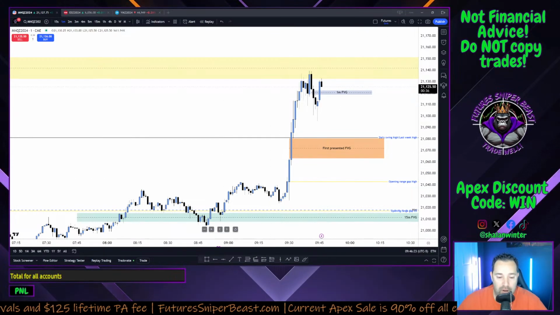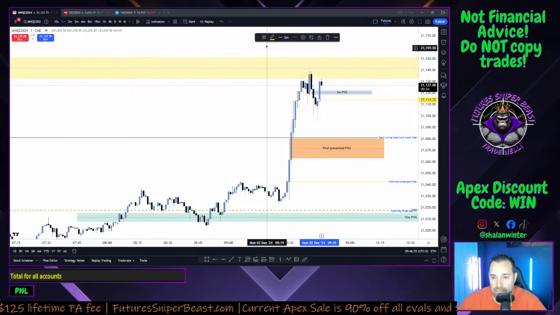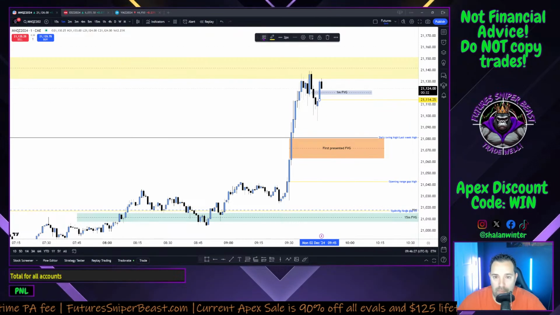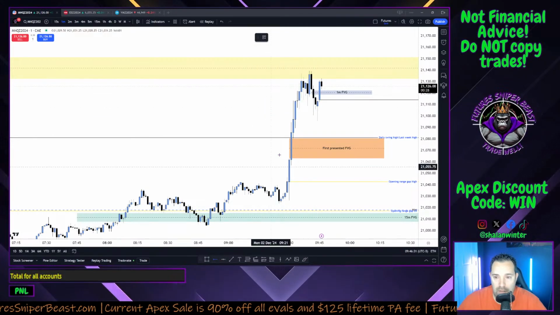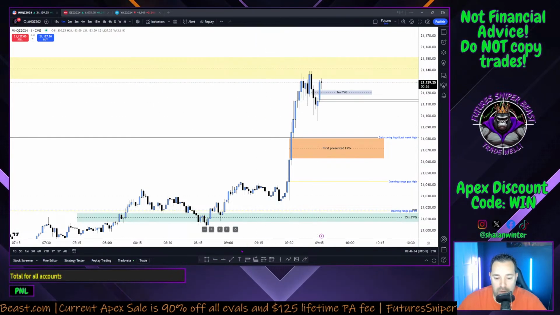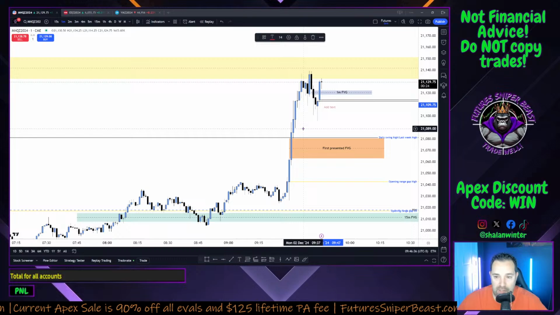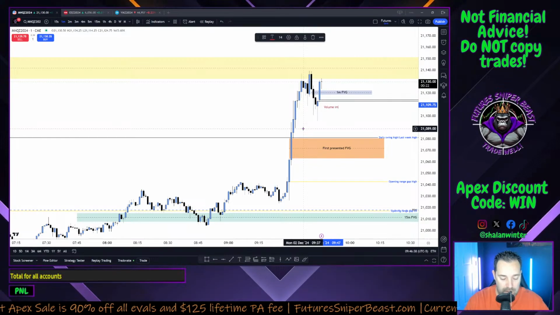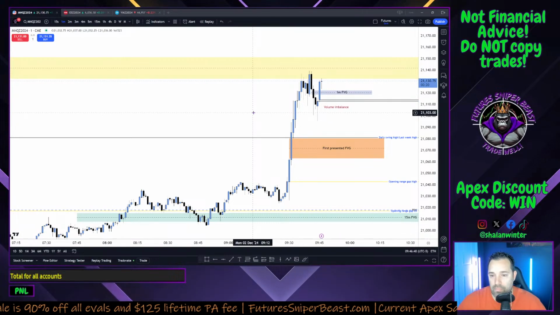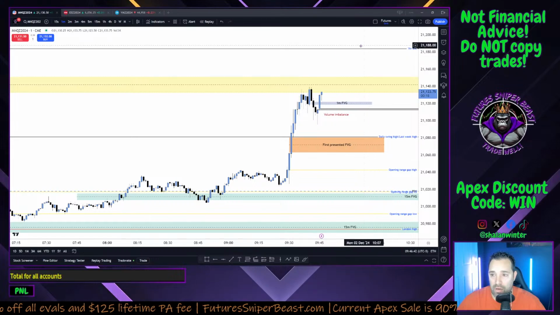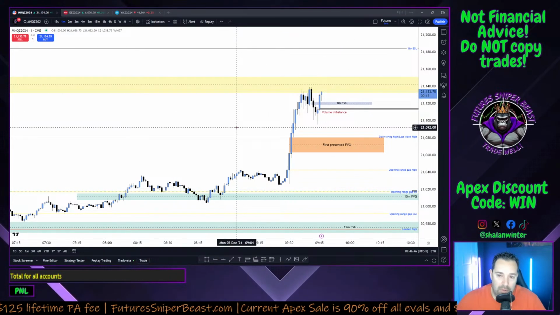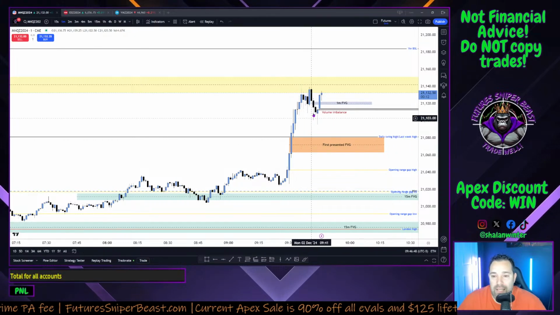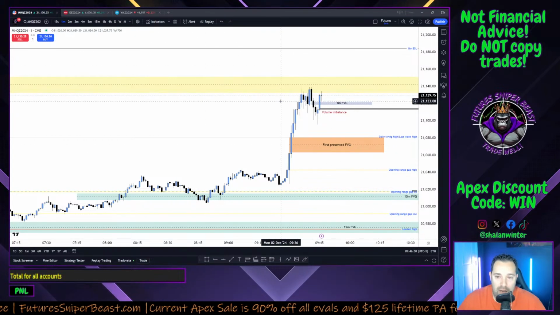We have a volume imbalance here now. Right there is going to be a volume imbalance. I want to see if price disrespects this volume imbalance, because I actually believe we're going to run up here. So this is where I would be okay taking a trade long, even though we're already up.